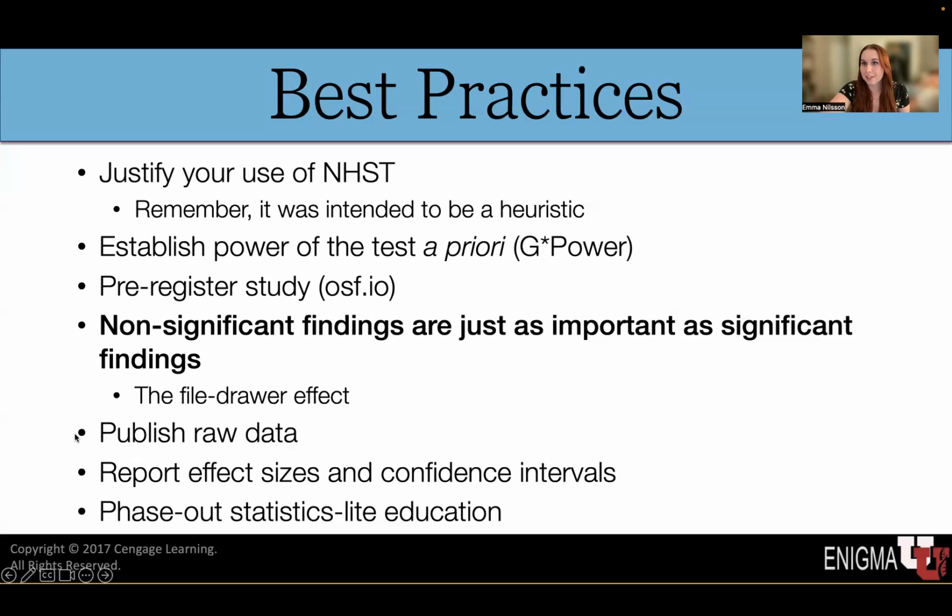Another thing to do with hypothesis testing is to publish your raw data so that other people, if they are interested, can also look at what you did for statistical testing, compare it to the results that you got, things like that. We need to report effect sizes and confidence intervals like we've talked about today, and also phase out statistics-lite education, which we hope is something that we are trying to combat with this course. Statistics-lite education is just the idea that we only know how to plug things into formulas. We don't know why we're doing it or what it means. With this course, you will know what every single one of your statistical tests means and why you're running it, hopefully.